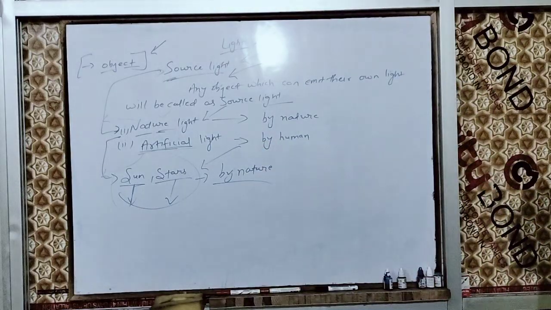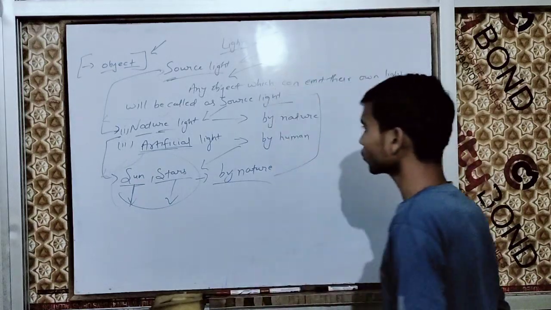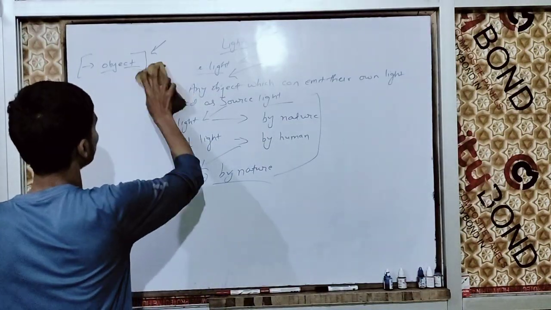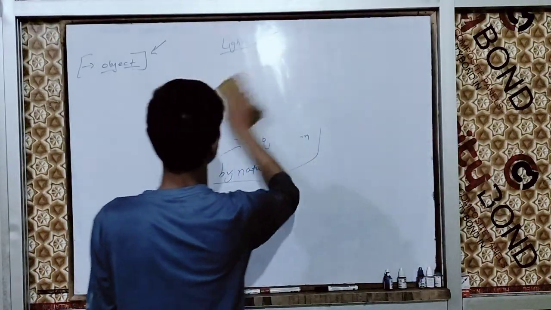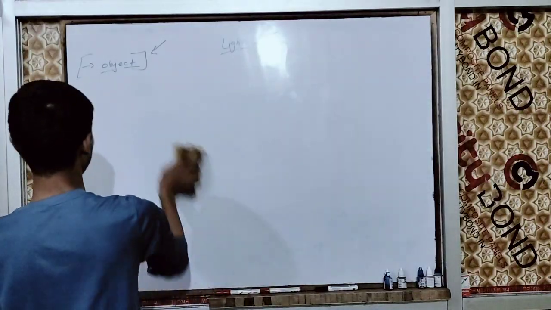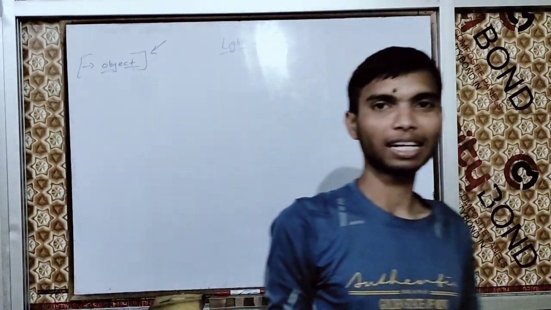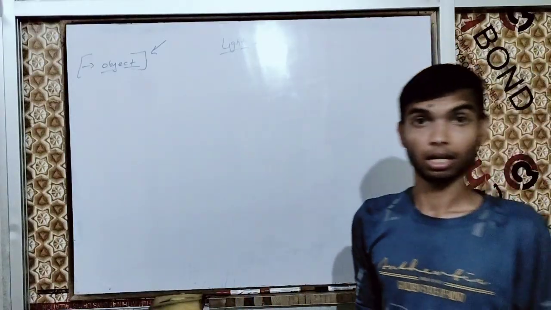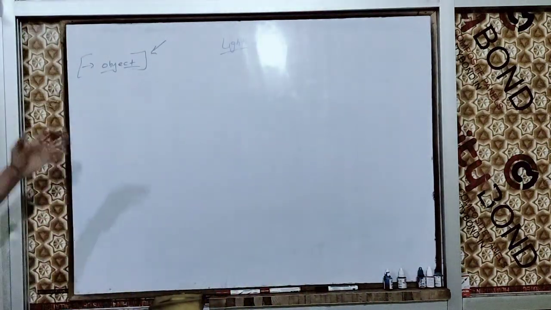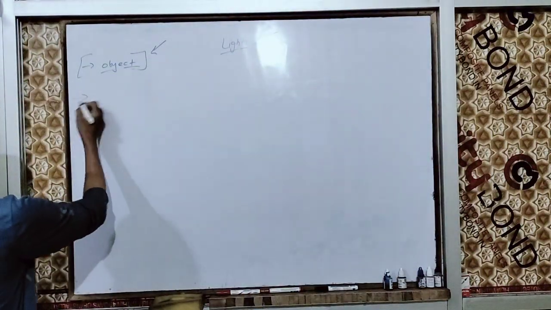Now further, what do we need to understand is that, okay, I am erasing it. Okay. Now here we are understanding source light, which are objects. Now we will extend the explanation of object.